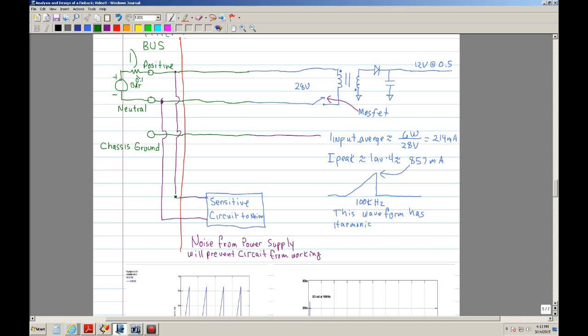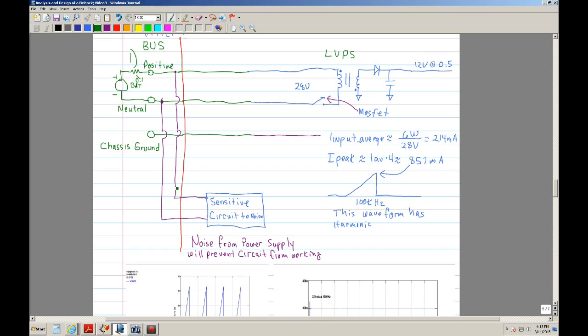In this case I have 28 volts that is connected to a power supply, and we usually call these LVPS, which stands for low voltage power supply. They're converting the 28 volts down to, let's say, 12 volts, 5 volts, and so forth. In some cases 3 volts. But you can also have other equipment that go to other systems in the power supply or in the spacecraft.